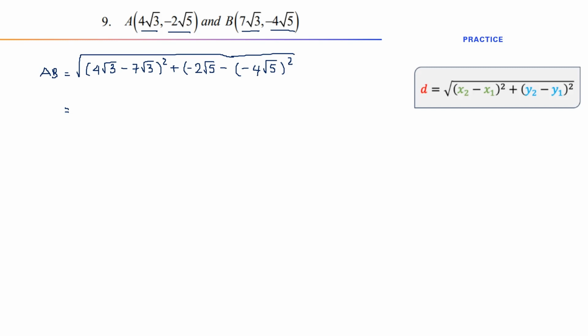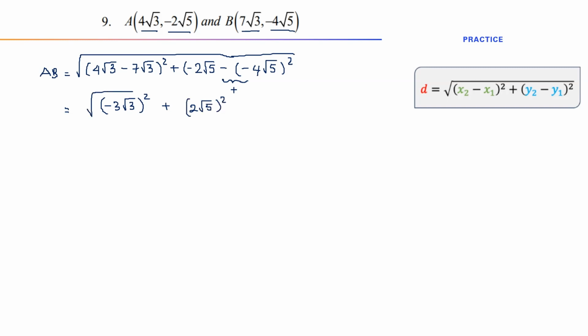Equal (4 subtract 7, negative 3 square root of 3) squared, plus (negative 2 square root of 5 subtract negative 4 square root of 5) squared. Subtracting a negative means plus, right here, so that will be 2 square root of 5.